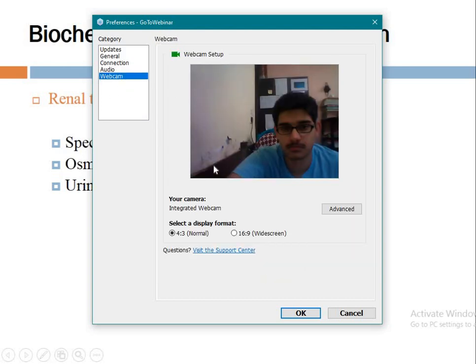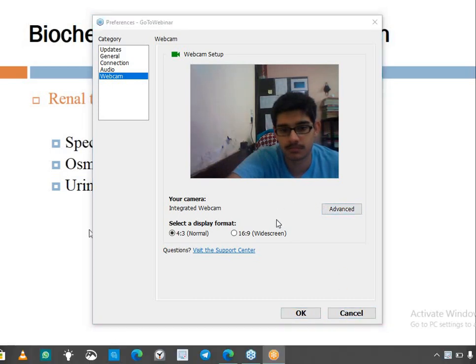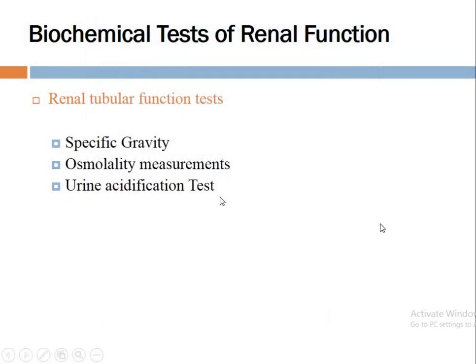That is another tubular function. Then there's a test like the urine acidification test. As you know, the hydrogen ion is secreted by the tubules into the urine. So whether the normal function of hydrogen secretion is there or not, that can be assessed in the urine acidification test.